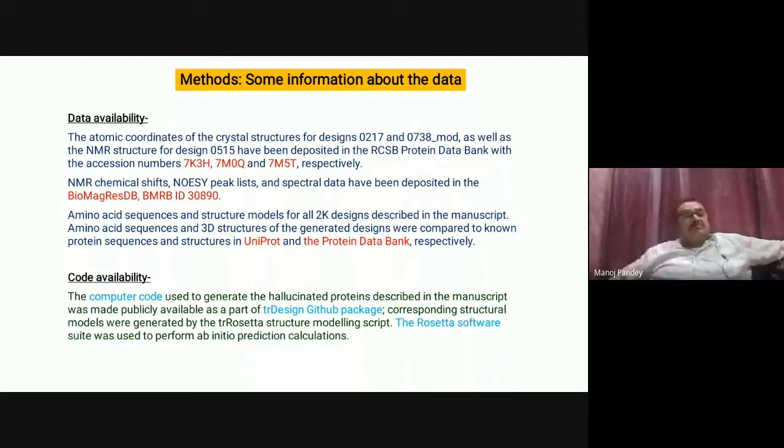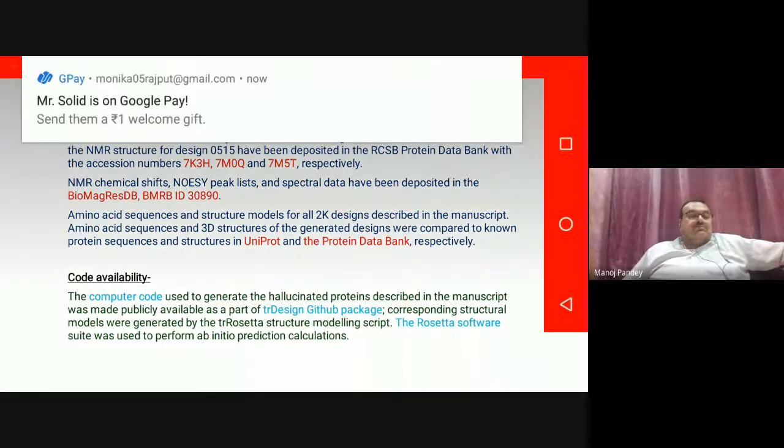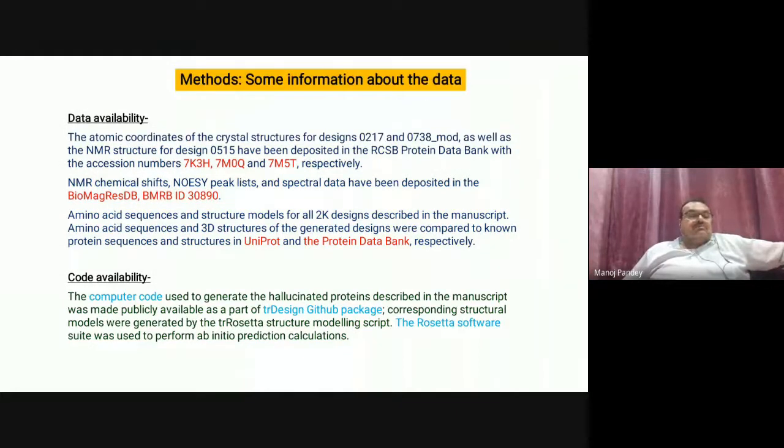during this process were assigned and submitted to the Protein Data Bank with an accession number given as follows. NMR structures were also deposited in the BioMagResBank database. And the proteins that were used in these were taken from UniProt. The codes that were used during this process were also available in the trRosetta design kit work package during the software run of Rosetta.